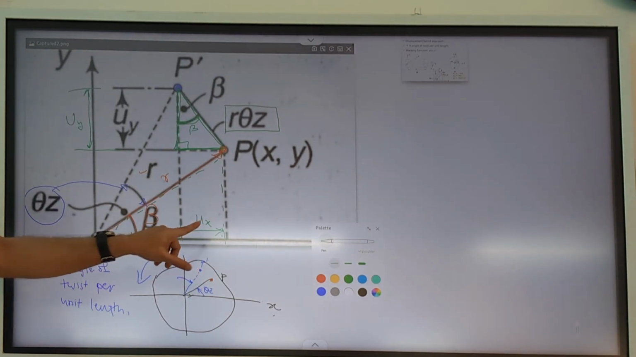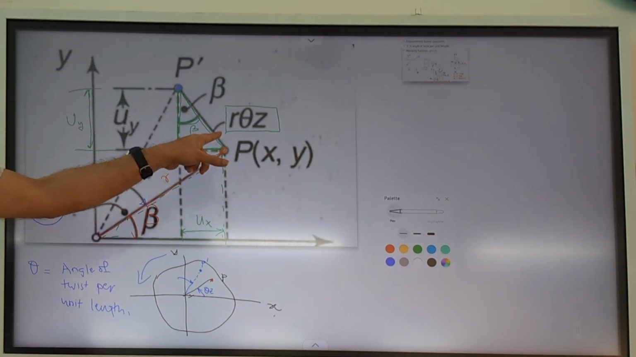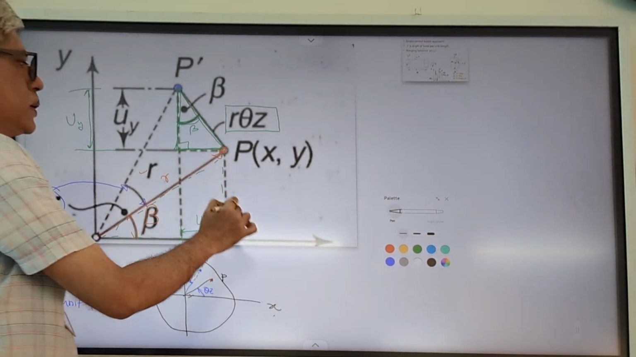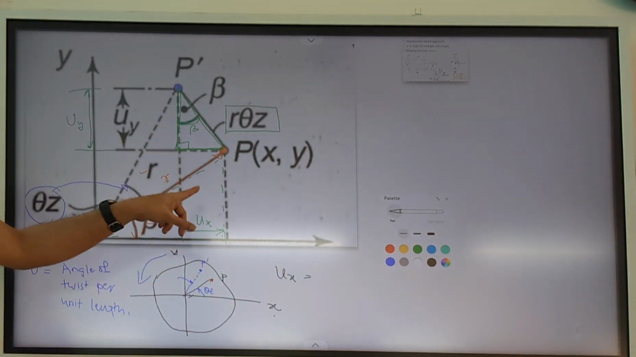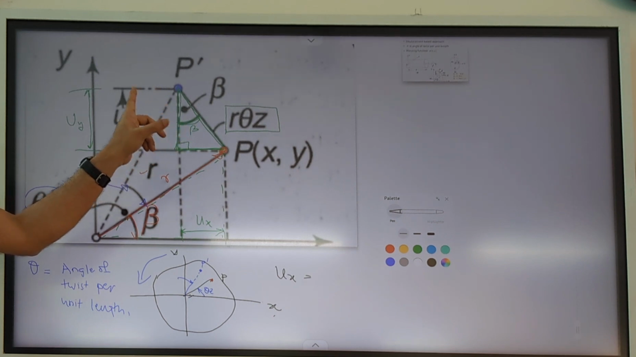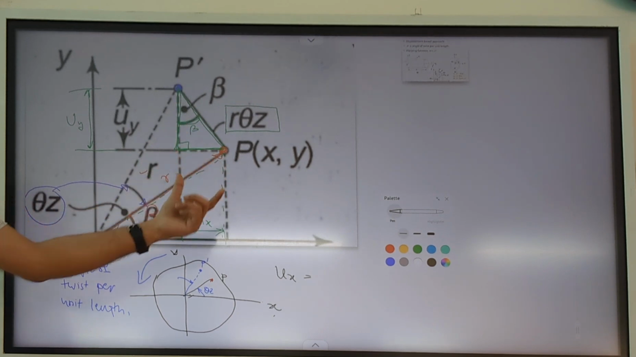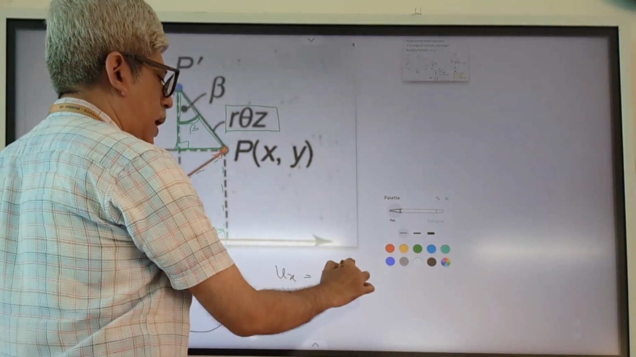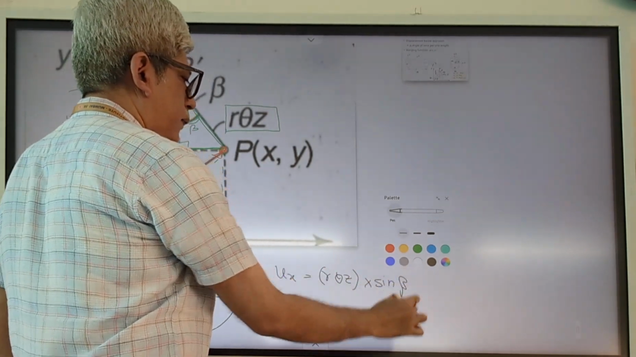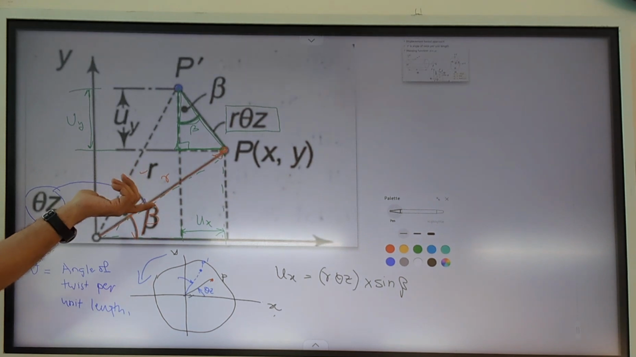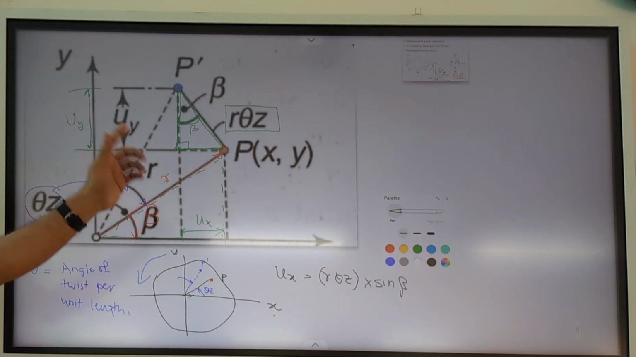So we can now write ux in terms of the hypotenuse and this particular angle. So I want to calculate ux. Can you tell by trigonometry ux will be how much? It will be r theta z multiplied by sine of beta. So r theta z is the hypotenuse multiplied by sine of beta is the value of ux. So everybody is clear till here?